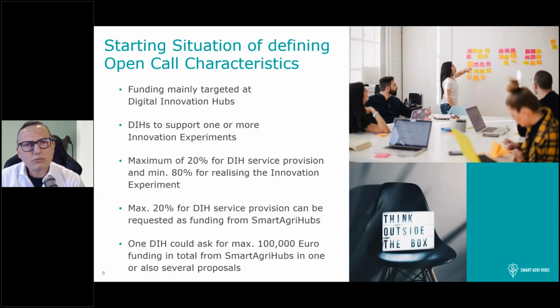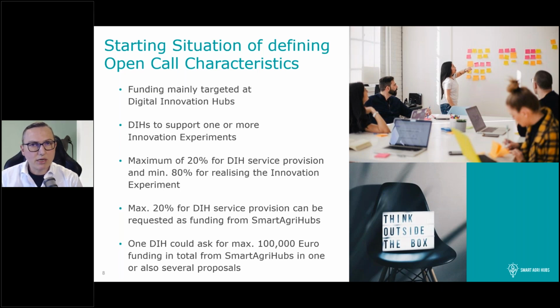And then we were working on the open call to further learn and to involve additional parties. Therefore, I put up this slide highlighting the starting situation for defining the open call characteristics. What we really learned is that we should target the digital innovation hubs as a core element for facilitating all this digital innovation in combination with innovation experiments, where we support a digital innovation hub to support one or more innovation experiments. Therefore, the idea was that from a distribution of budget, possibly 20% needs to be allocated to a digital innovation hub, possibly less, and that this budget can be covered by the open call funding from Smart Agri-Hubs.